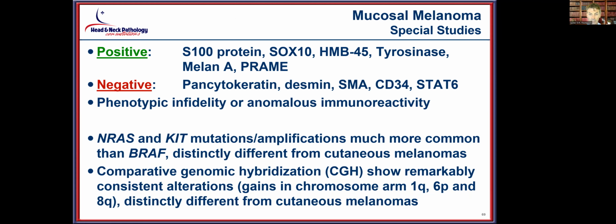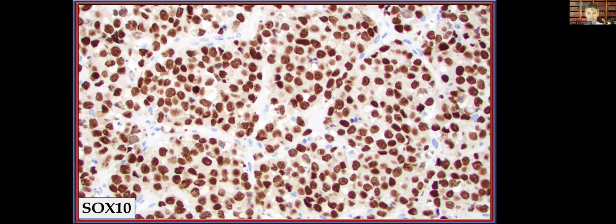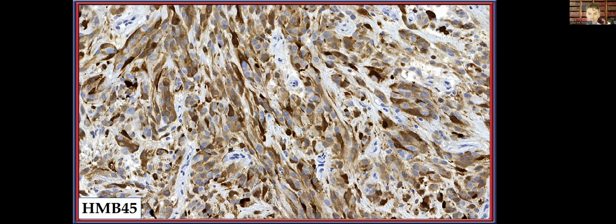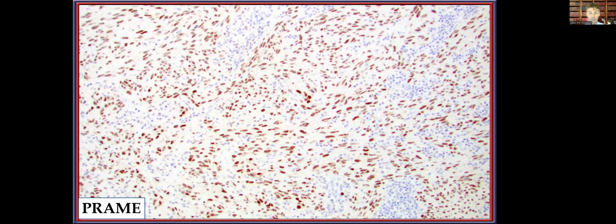So here is the SOX10. I think it's a very nice, strong, diffuse nuclear reaction. Here is an example of the S100 in this spindle cell population, while an example of HMB45 in that same spindle cell population. And then finally showing you an example of PRAME that is a nuclear reaction in the spindled neoplastic cells of this spindle cell melanoma of the sinonasal tract.